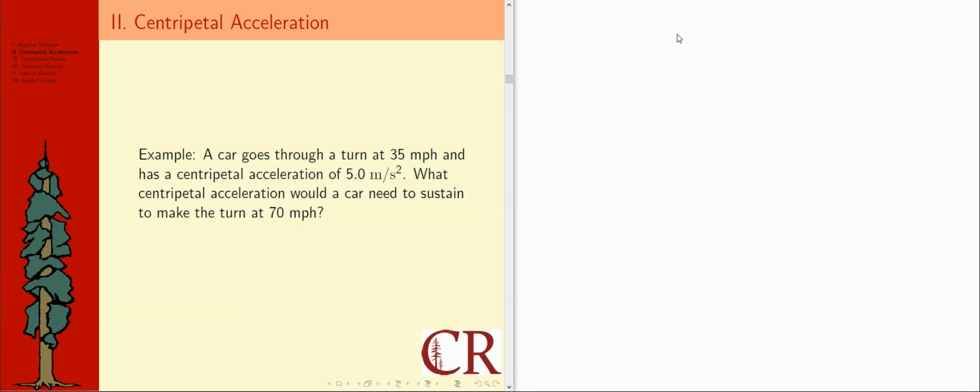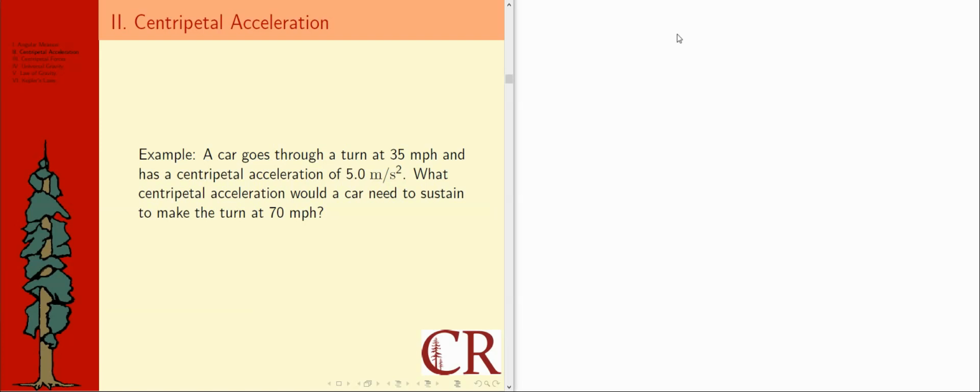A car goes through a turn at 35 miles per hour and has a centripetal acceleration of 5 meters per second squared. What centripetal acceleration would a car need to sustain to make the same turn at 70 miles per hour? When you read a question like this and you see those miles per hour, does anyone else groan and think, oh joy, I'm going to have to do conversions? It's going to get annoying, right?